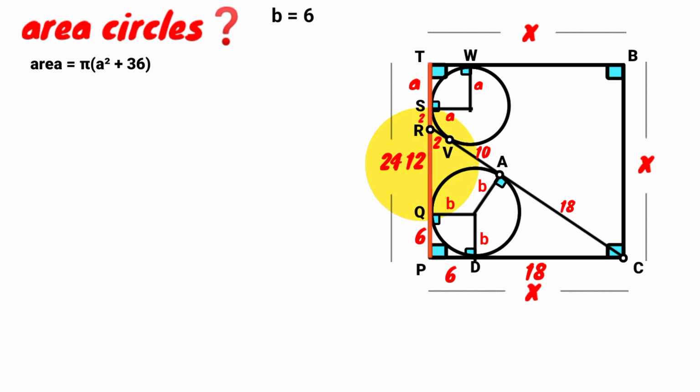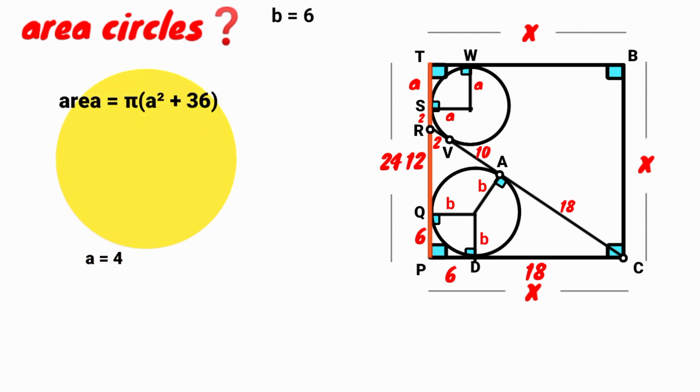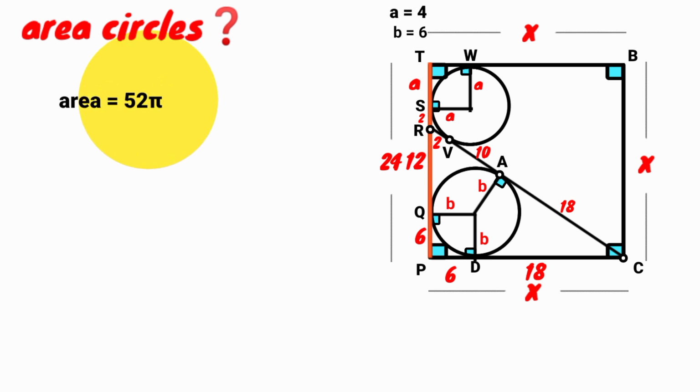From line PT, if we subtract this 6, this 12, and this 2, we'll be left with this a. So a equals 24 minus 6 minus 12 minus 2, which is 4. Substitute it here. 4 squared is 16. 36 plus 16 is 52. Pi times 52 is 52 pi. Therefore, the sum area of the circles equals 52 pi square units.